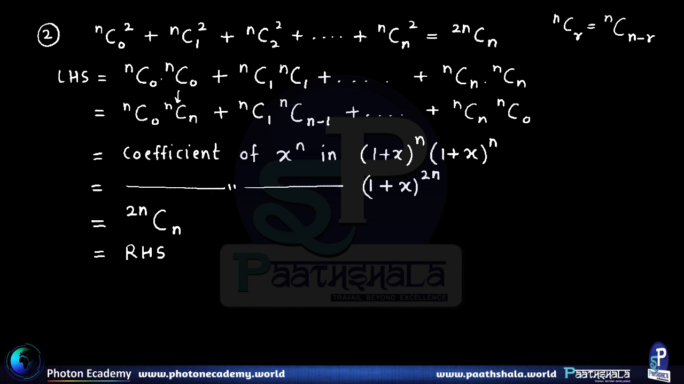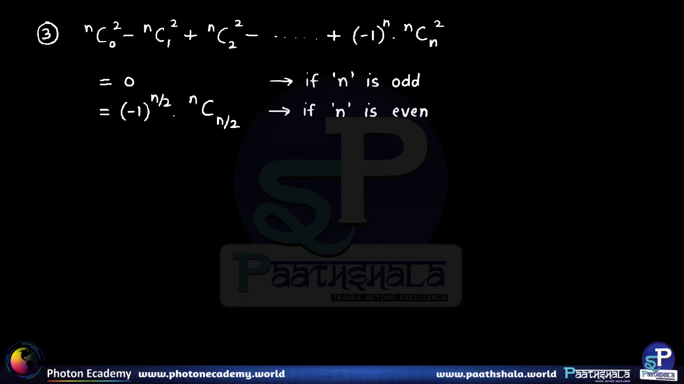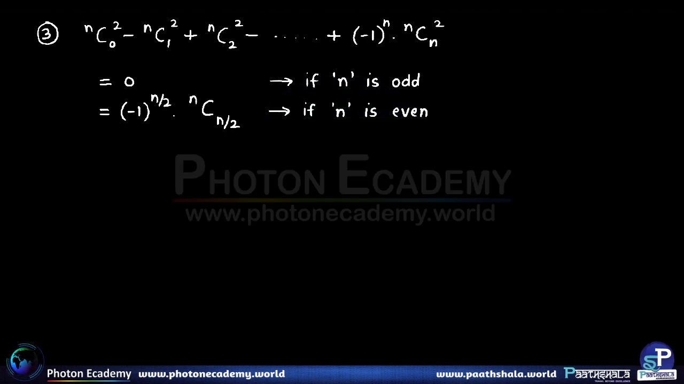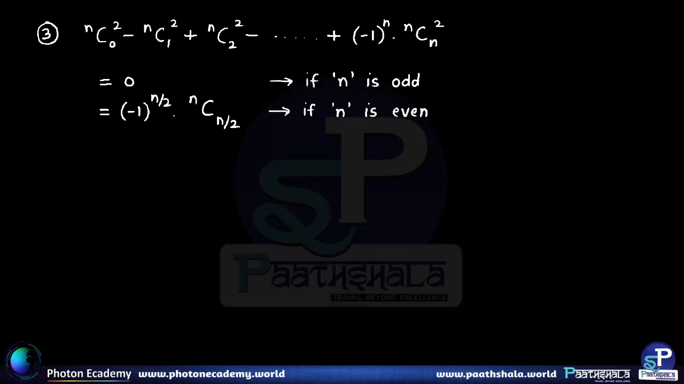Let's see one more result based on this. Now here if you observe, it's again having the squares of binomial coefficients, but now the signs are alternately plus and minus. So the result also depends on the nature of n, that is if n is odd then this particular expression is equal to 0, whereas if n is even then the answer is minus 1 raised to n by 2 into nC(n by 2). Now let us see how we can prove this.